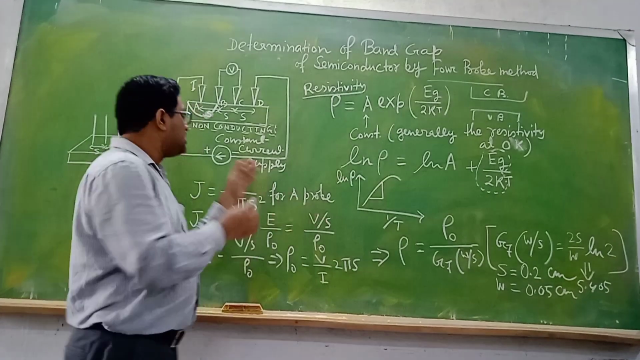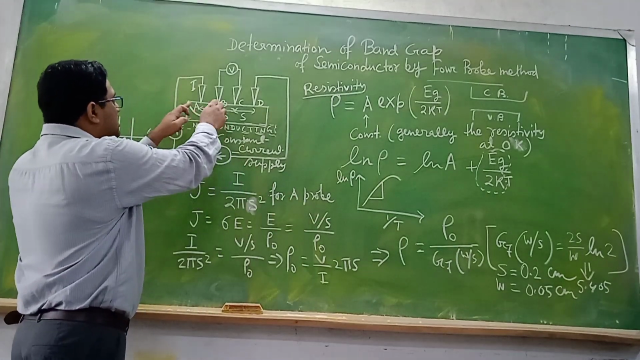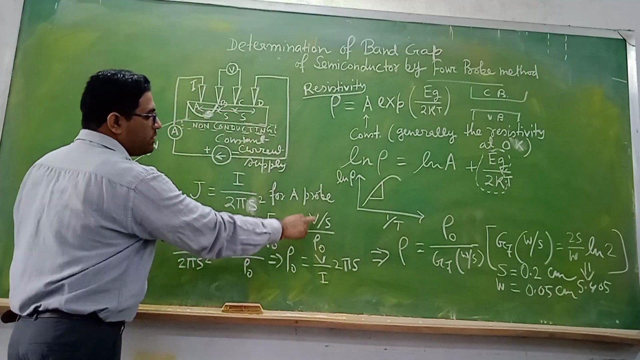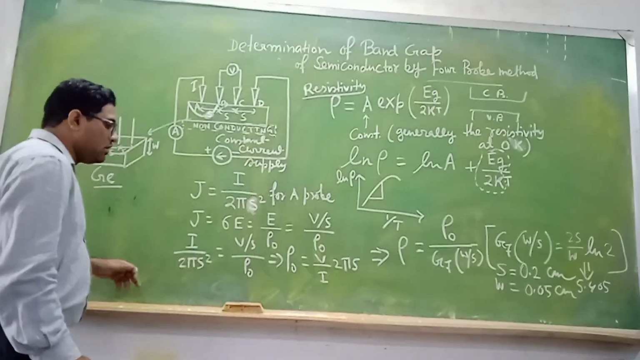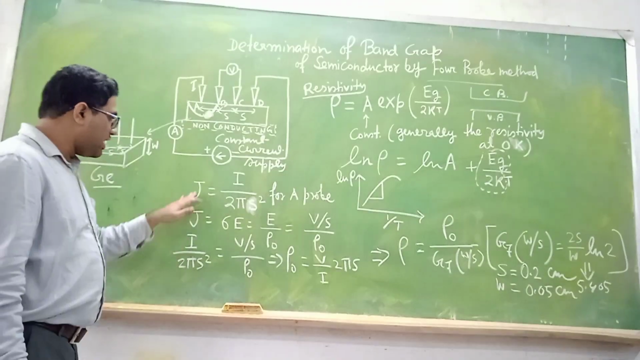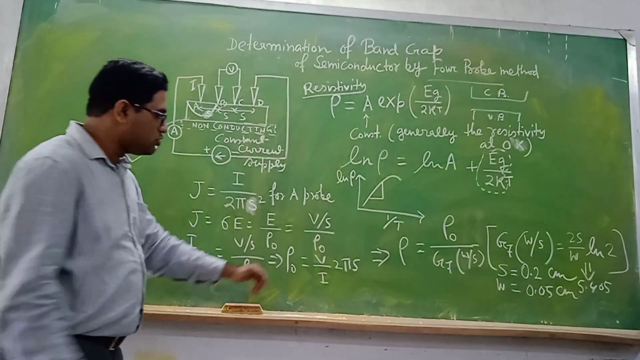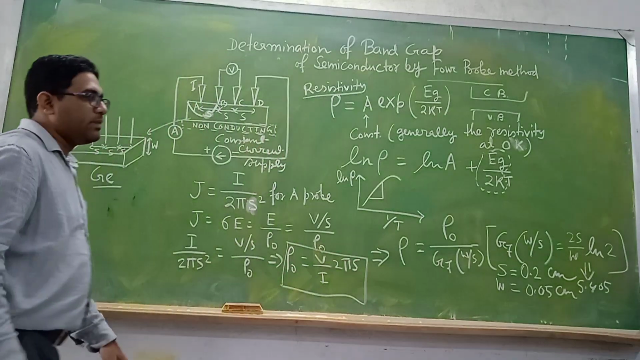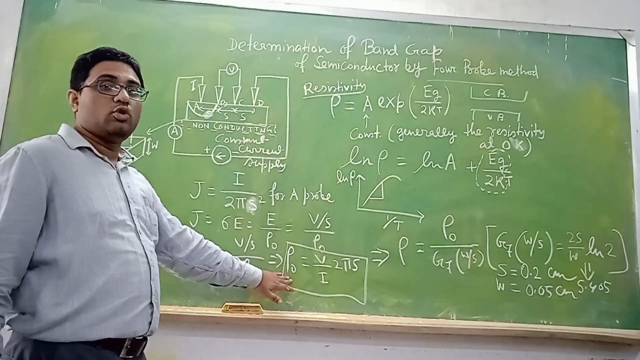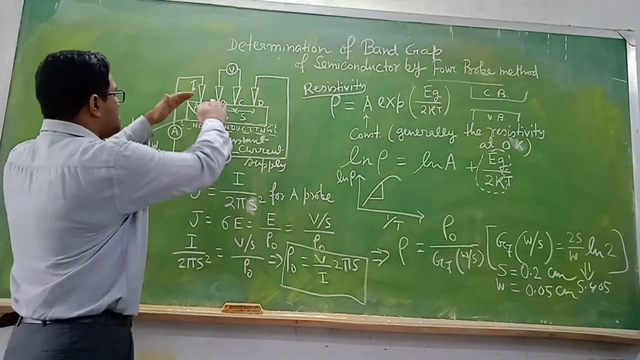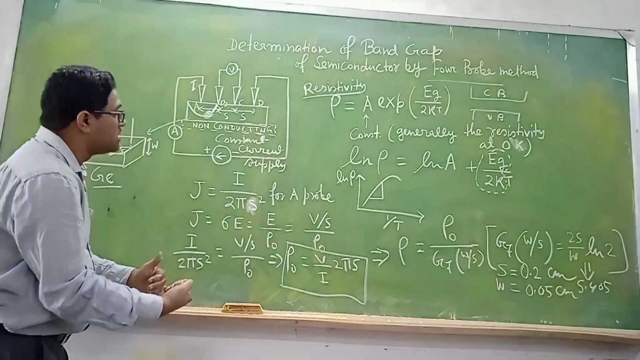And E is basically the electric field, and if the voltage difference between the probes is V, that will be V by S. So now J is I by 2 pi s square, and if we put that here, we get rho 0 equal to V by I into 2 pi s. So what is this rho 0? Rho 0 is the resistivity which is coming from this calculation.